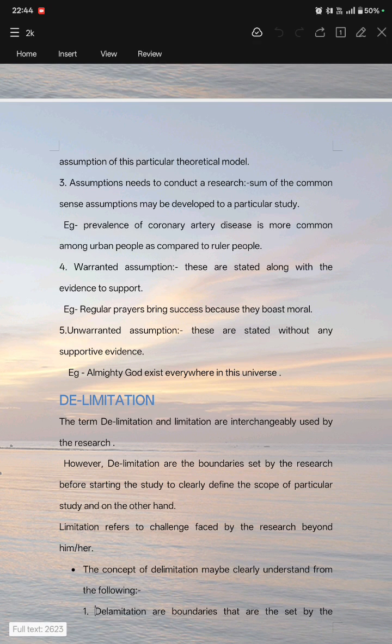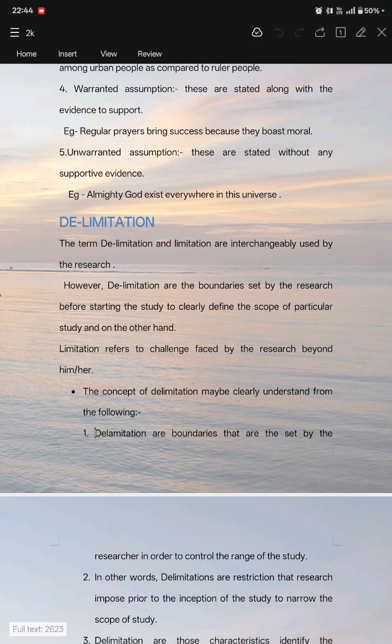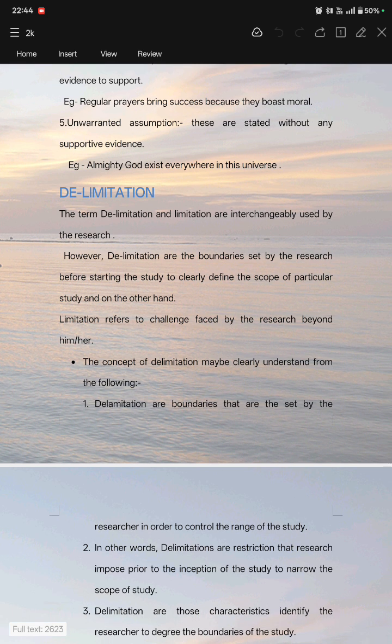Our next topic is delimitation. The introduction of delimitation. The terms delimitation and limitation are used interchangeably by researchers. However, delimitations are the boundaries set by the researcher before starting the study to clearly define the scope of a particular study, and on the other hand, limitation refers to chances faced by the researcher beyond his or her control.